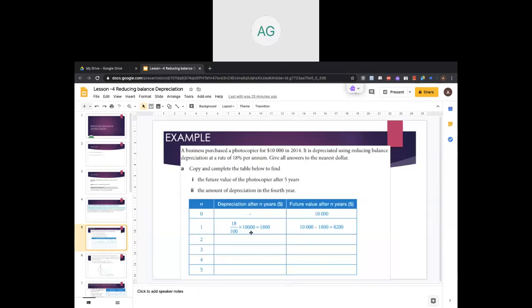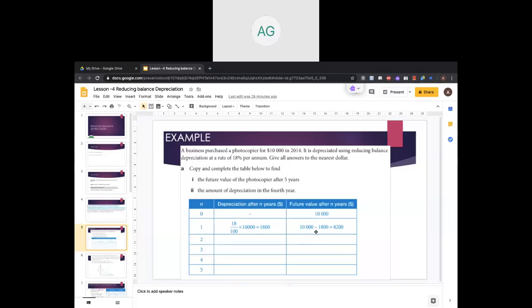For calculating how much it will be depreciating, you just do 18% of 10,000, which is 18 divided by 100 times 10,000, which is equal to 1800. It means after the first year, the value would be the original value, 10,000, take away the depreciated amount, 1800. That comes to 8200. If that were a flat rate, you would just keep on deducting 1800 all the time. But this is a reducing balance.